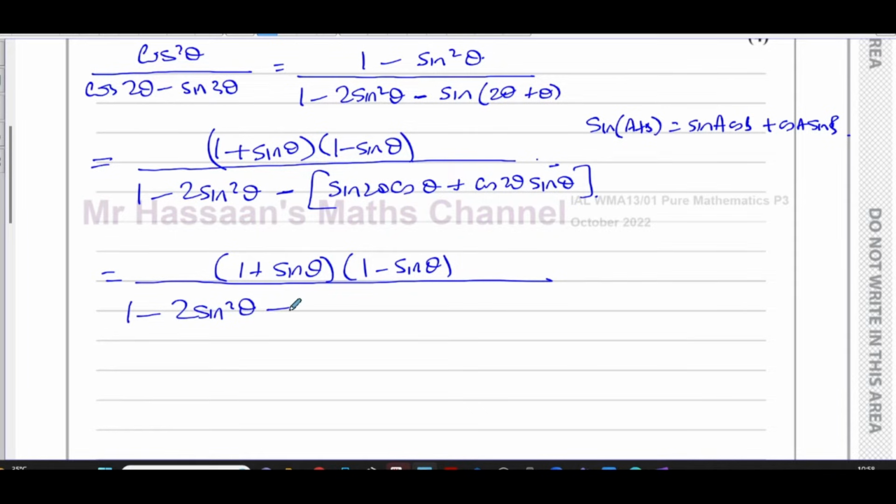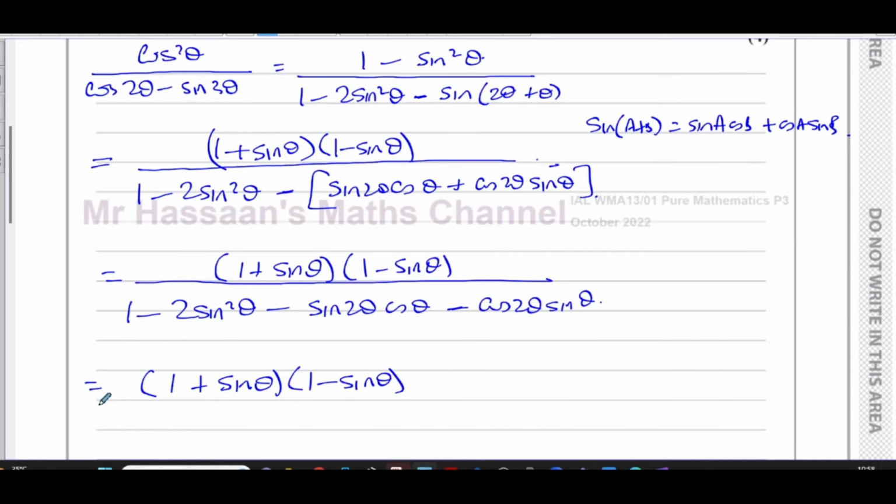Now, what we're going to do here is, first of all, expand this to get rid of this bracket. So we have minus sine 2 theta cosine theta, minus and plus is minus. You have to be very careful about these signs. That's why I'm doing this now, so that I don't mess up later on. I'm just getting rid of that bracket so that I've got these signs sorted out. Now 1 plus sine theta times 1 minus sine theta over, here I have 1 minus 2 sine squared theta.